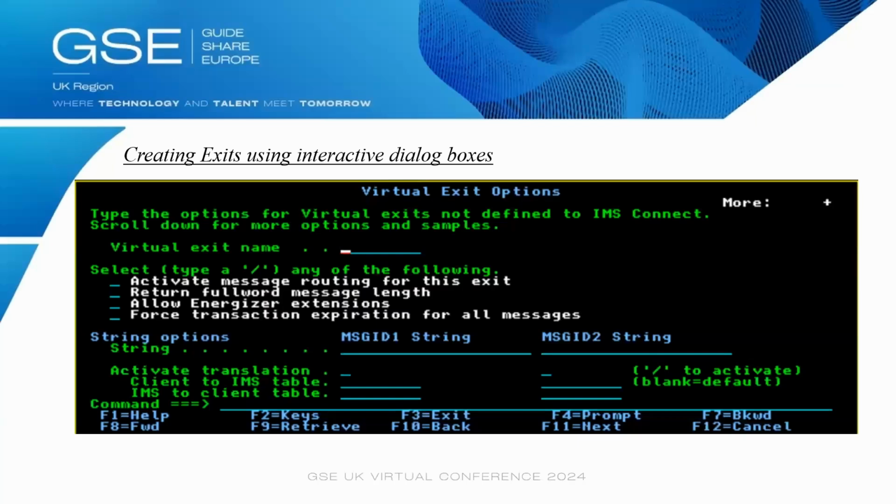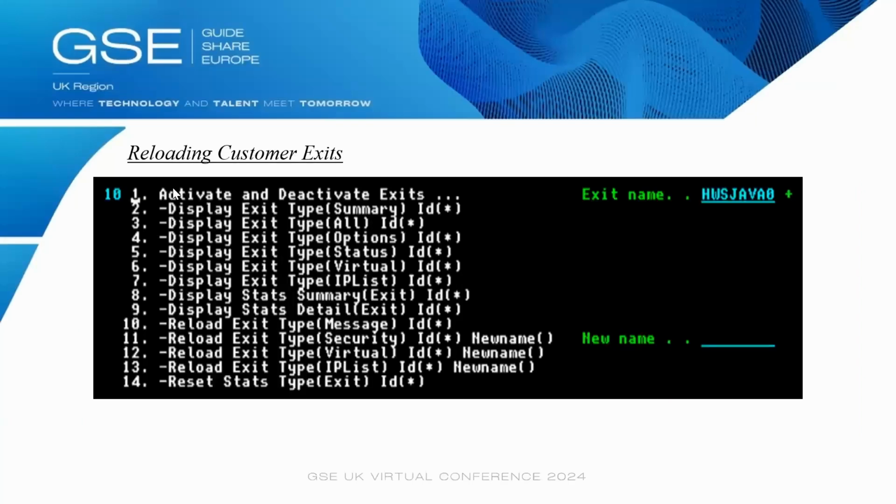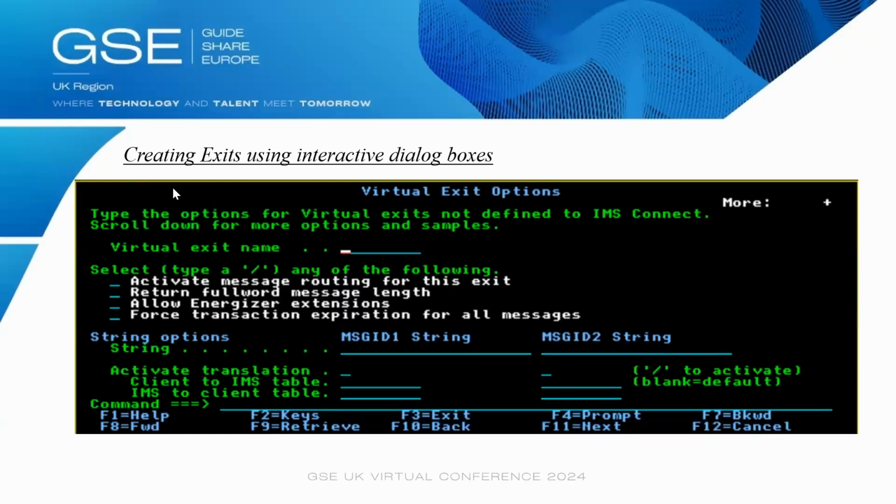Now, when we are talking about the Energizer product from BMC, here we would be creating the virtual exits through these interactive dialog boxes. Here you see we can have the virtual exit name written here, and the options that we want to select during the activation or creation of these exits can all be selected from here. We just need to press enter and everything goes into the system and the exits are created as per the user. So essentially, the Energizer works within the IMS Connect address space, and it helps me dynamically manage the exits, dynamically create the exits without having prior knowledge of assembly language or anything like that. So Energizer will do everything for us.